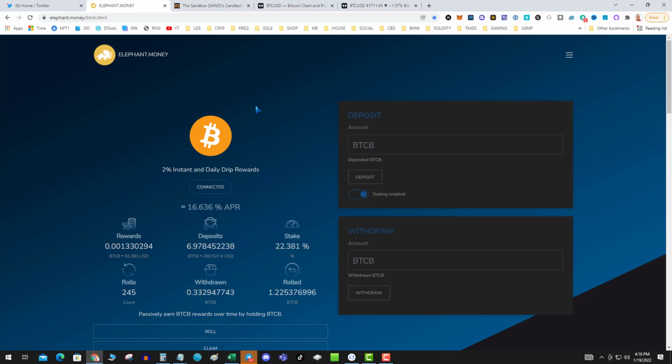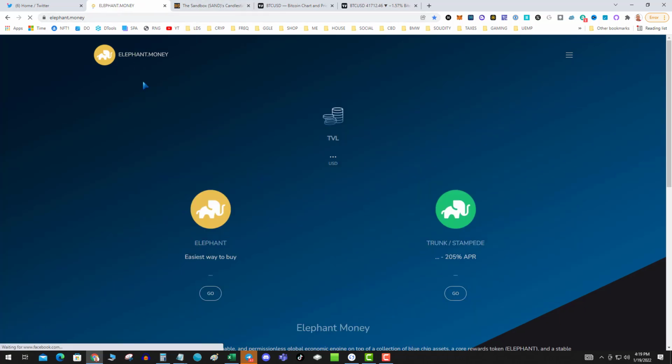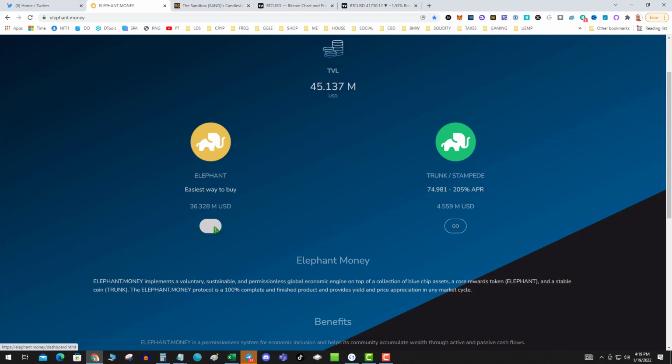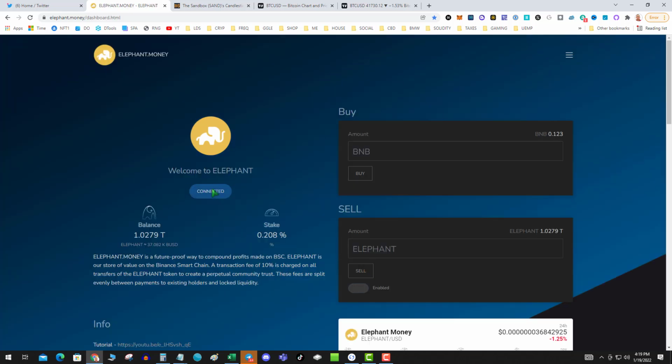So I still like to be diversified with Bitcoin raw in your hardware wallet, and then some working for me on the DeFi side. So I still have about 300K in Bitcoin over on this side. But other than that, I've got about 37K in Elephant. So I'm in the Chili Club.